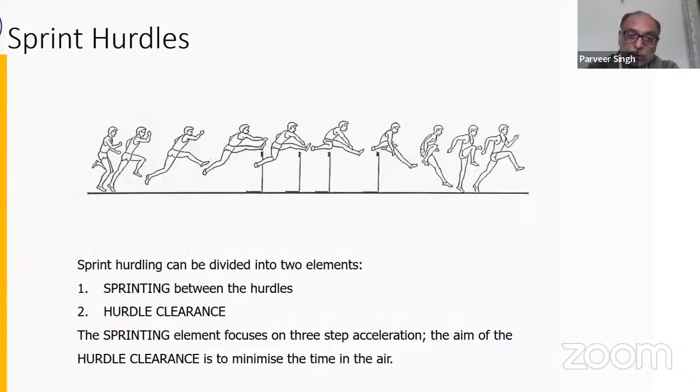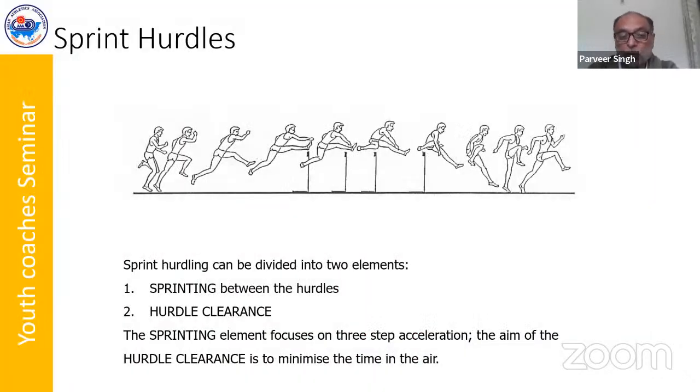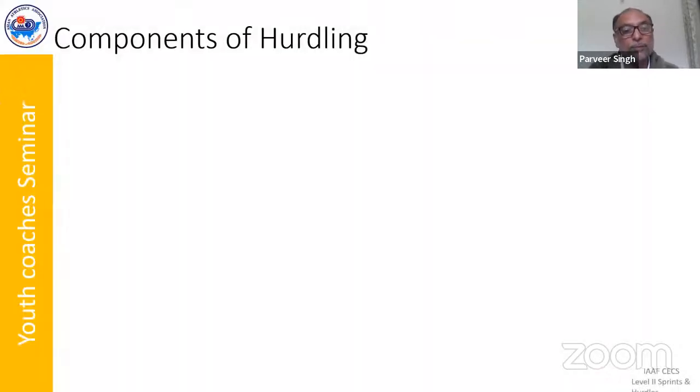So sprint hurdling can be divided into 2 elements: sprinting between the hurdles, and hurdle clearance. The sprinting element focuses on 3-step acceleration. The aim of the hurdle clearance is to minimize the time in the air. So a sprinter has to clear the hurdle also, but reduce the time over the hurdle. This is the aim of a hurdler.